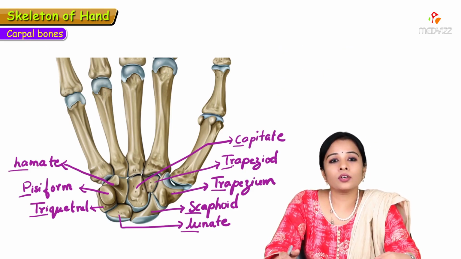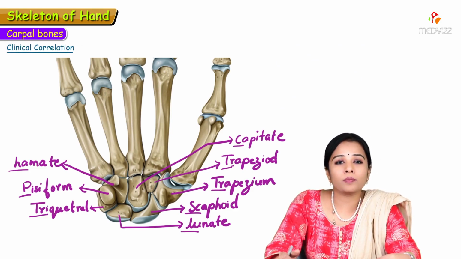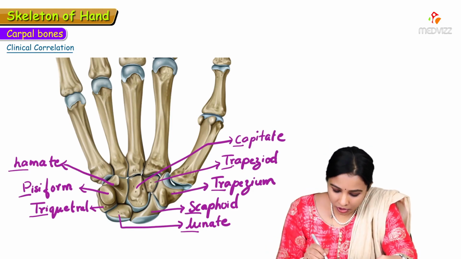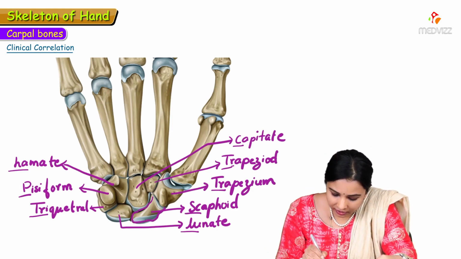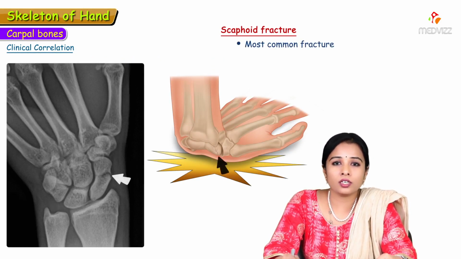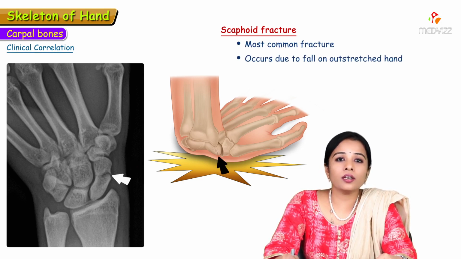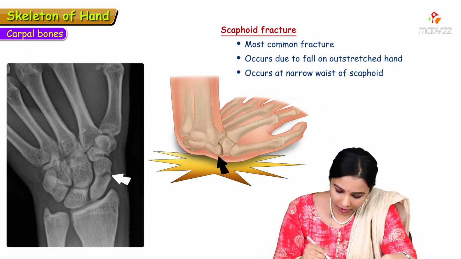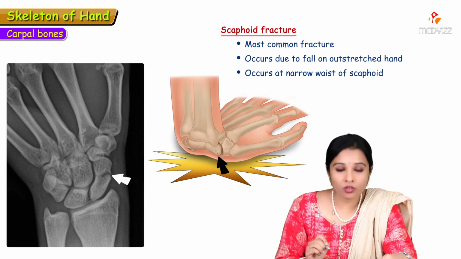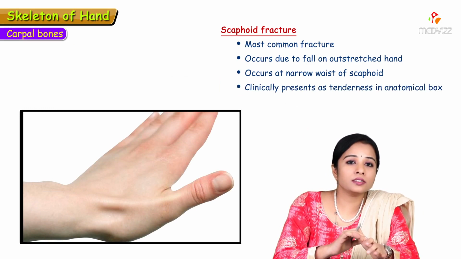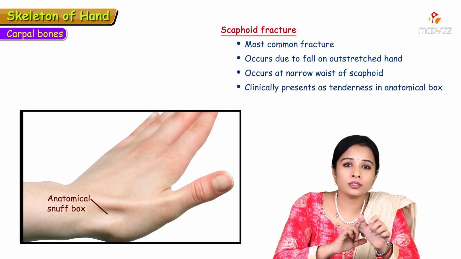Let us discuss the clinical aspect of carpal bones. Starting with the scaphoid fracture, that is the boat-shaped bone which is present here. This is the scaphoid bone. The scaphoid is the most common bone which undergoes fracture and usually occurs due to a fall on an outstretched hand. Fracture occurs at the narrow waist of the scaphoid. So this part of the scaphoid is often prone to fracture. Clinically, scaphoid fracture presents with tenderness in the anatomical snuff box.